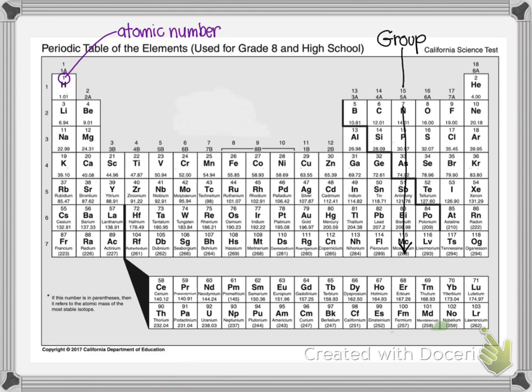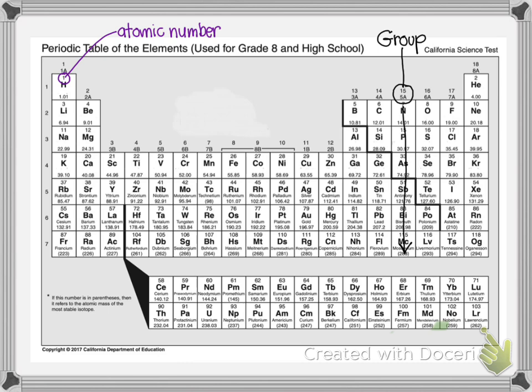And groups can be named two different ways. In this one that I have pointed, it can be the number 1 through 18. This would be group 15. Or it can have a number and a letter. The letter is A or B. And in this case, it would be the one that I have circled. It would be group 5A.